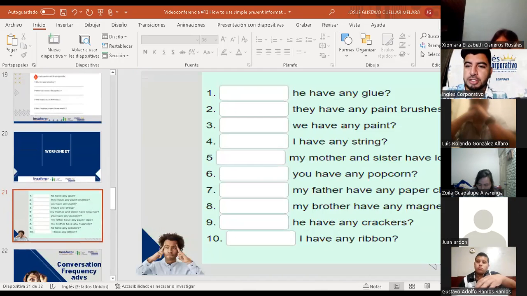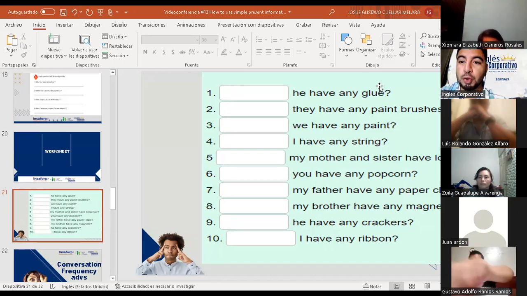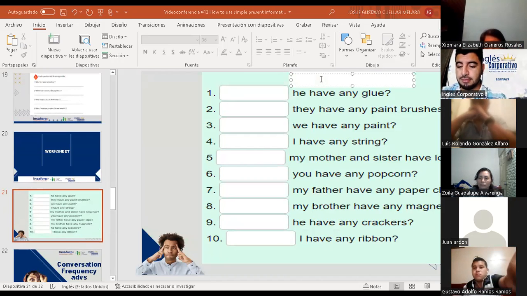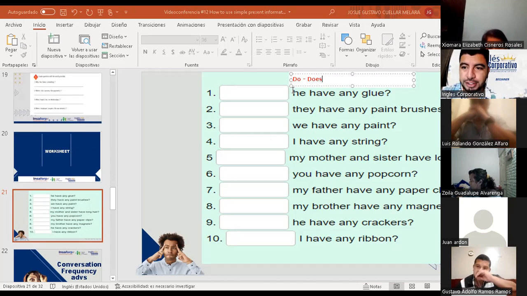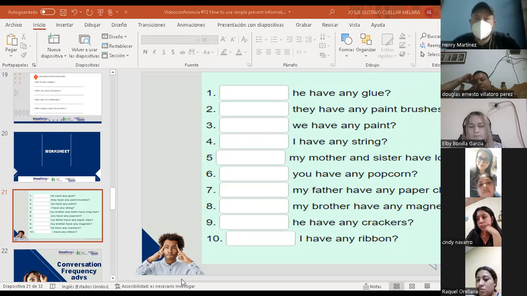Let's go to another worksheet. Esta es super fácil. The only thing that we're going to do is to write do or does, okay? Eso es lo único que van a hacer. Y después les voy a explicar por qué ese es el ejercicio, okay? So in this case, solo sigan su corazón. Comenzamos con Raquel y después Cindy.